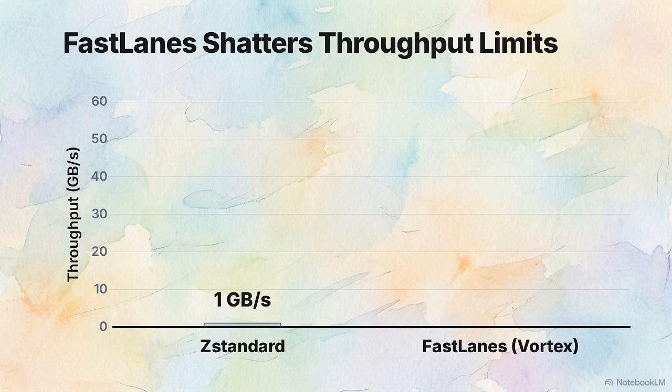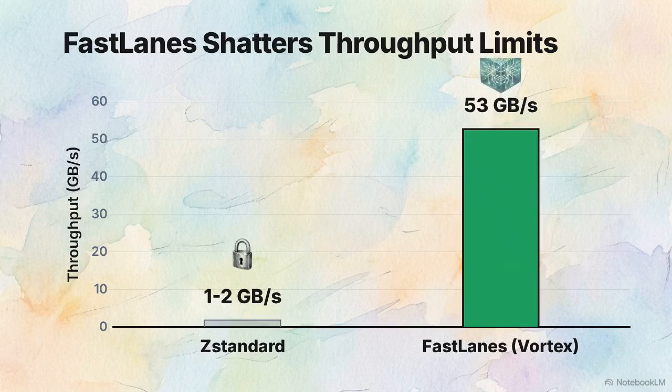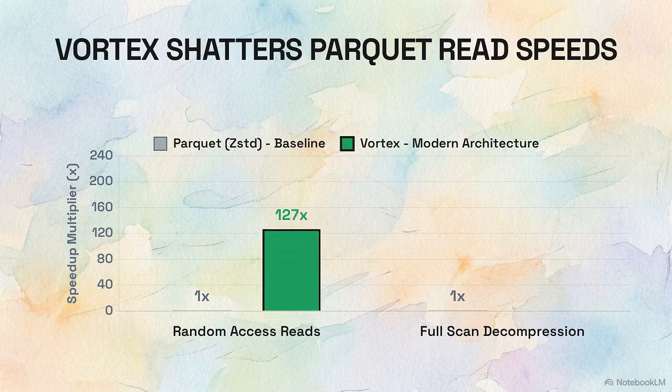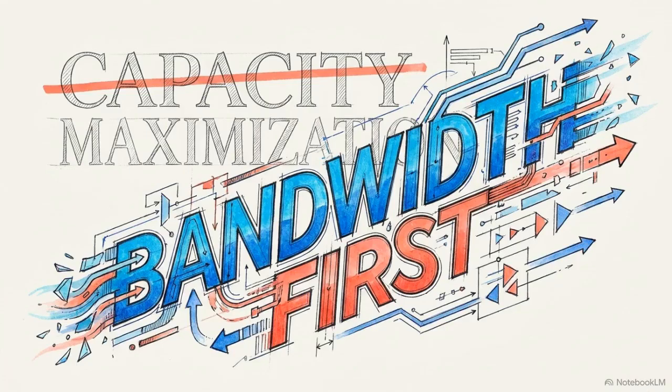This bar chart measures the decompression throughput of various algorithms running on standard hardware. This visualization tracks ClickBench and TPCH benchmarks, placing Vortex against Z-standard compressed Parquet on NVMe drives. For random access reads of isolated rows, Vortex operates 137 times faster. For full-scan decompression into an in-memory arrow format, it yields an 18 times speedup.